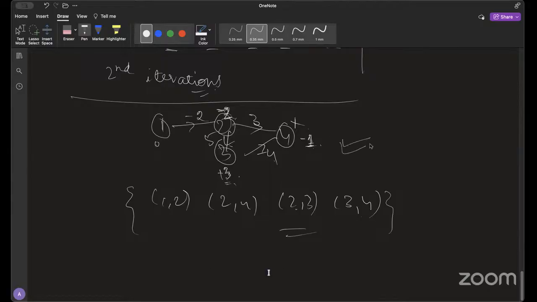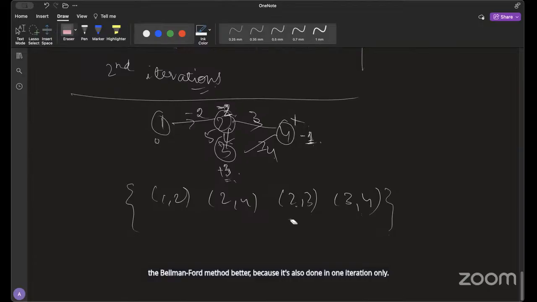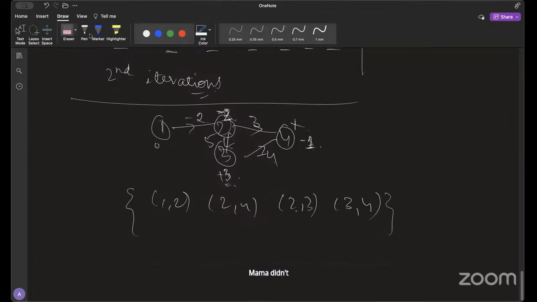I'm not able to find a fit example that would help you use the Bellman-Ford, because the Bellman-Ford method is better, because it's also done in one iteration only. Ma'am, I didn't get it, the negative one. What? Ma'am, when the negative comes, the case is still.